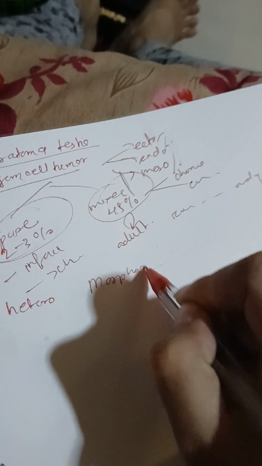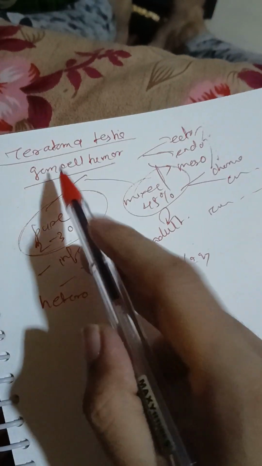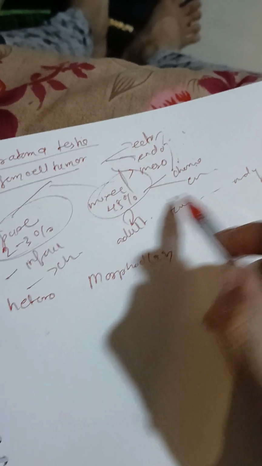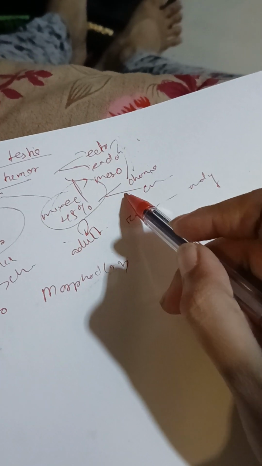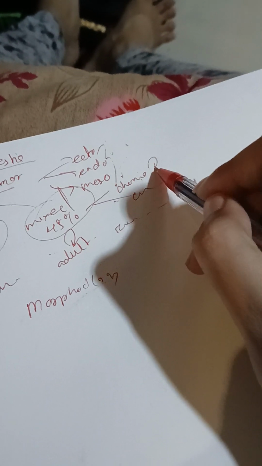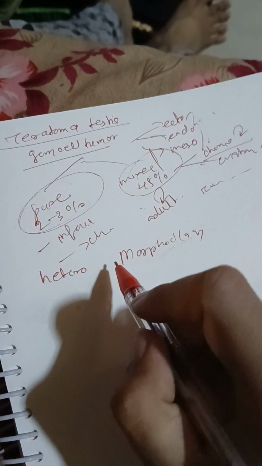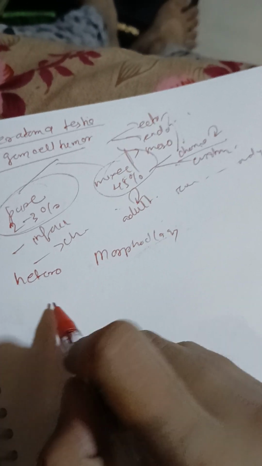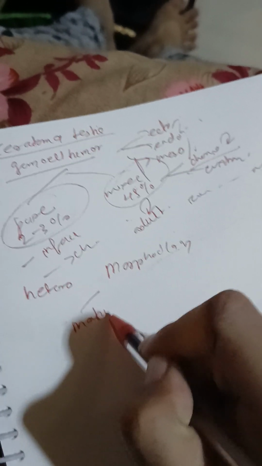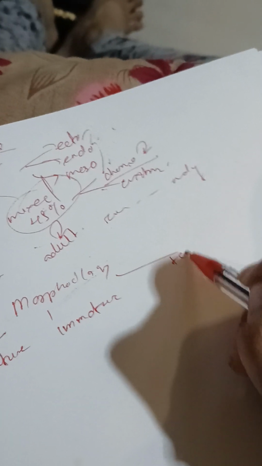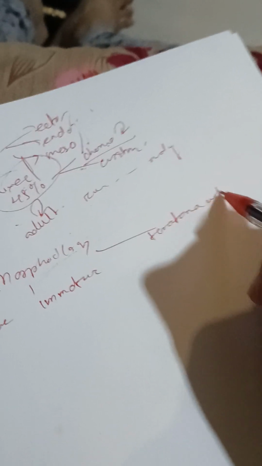Now let's jump to the morphology. In morphology, it is a heterogeneous tumor derived from any of the three germ cell layers, and the mixed type includes other tumors infiltrated with teratoma, choriocarcinoma, and also embryonal carcinoma. It consists of mature elements, immature elements, and teratoma with malignant transformation.